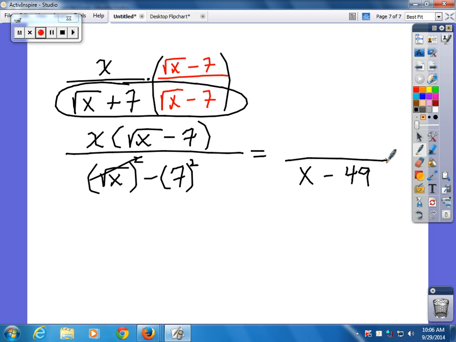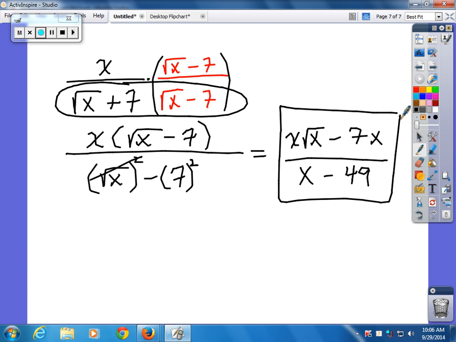And you don't care what's in the numerator because whatever's there is whatever's there. So x times the square root of x minus 7x. And that's your answer, because all you're wanting to do is get the radical out of the what? Denominator.